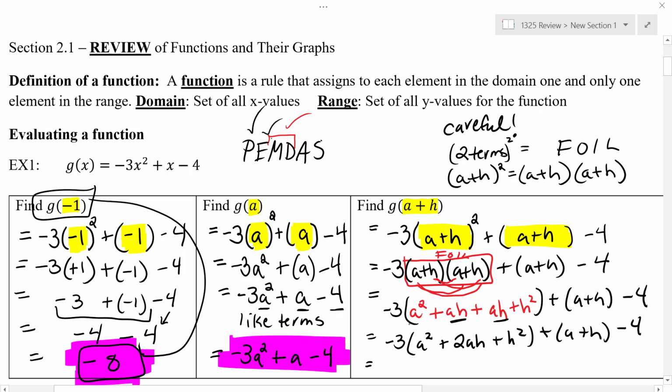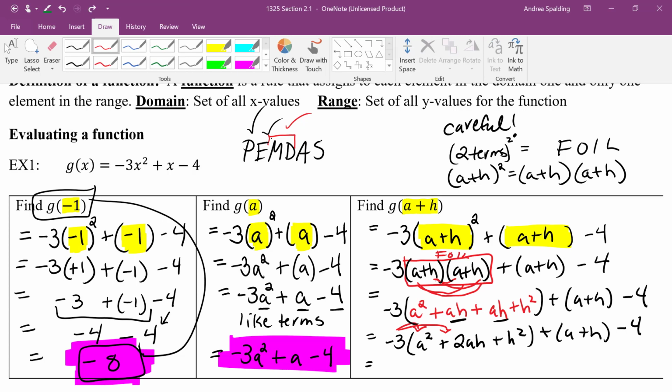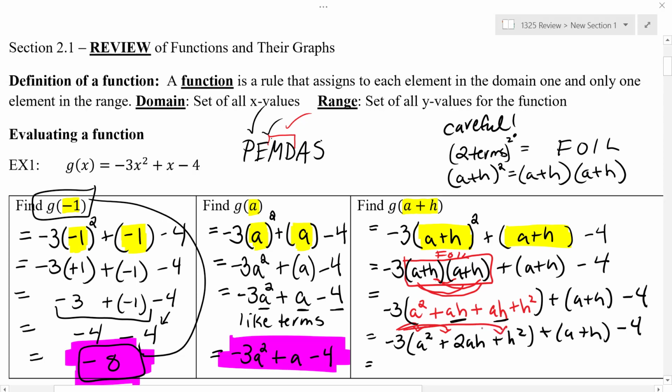So this negative 3 that's in front of the parentheses can be distributed to all of the terms that are inside. So that would be negative 3 times a squared, so that's negative 3a squared. Negative 3 times a positive 2ah would be a negative 6ah. And then a negative 3 times a positive h squared would leave us with a negative 3h squared. Okay, that's the end of that multiplication because the negative 3 would only be distributed to what's directly beside it in the first parentheses.